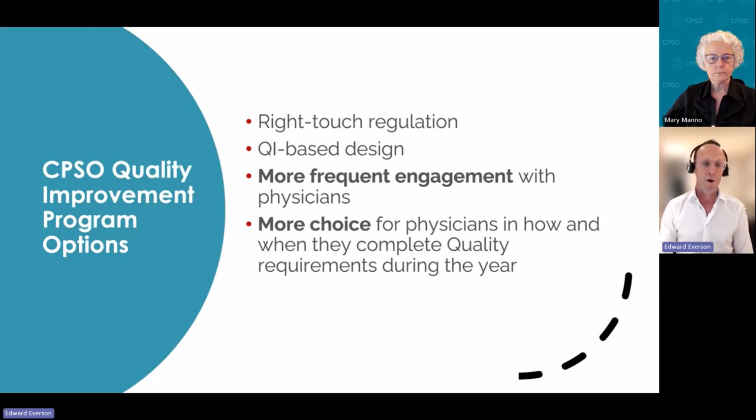So in terms of our current quality improvement program options, just to summarize, they're based on a right touch regulatory approach. They're based on a quality improvement design. And we now have more frequent engagement with physicians, with all of our streams being based on a 5-year cycle. In addition, there's now more choice for physicians in terms of what they're going to do for their quality program, in terms of choice to select the appropriate option. And we also provide flexibility for when they're going to complete their quality requirements during a particular calendar year.